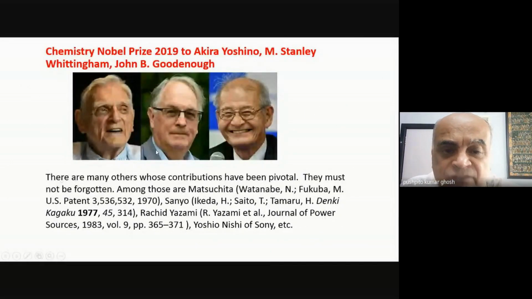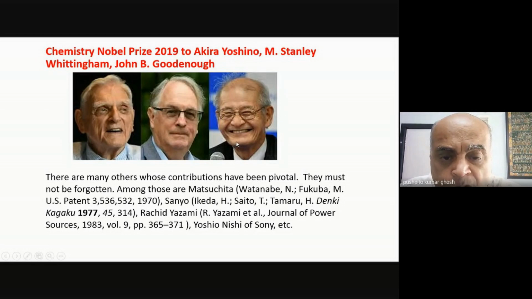Then came these three people who got the Nobel Prize in 2019, and this person is the oldest person to ever get the Nobel Prize. He must be about 99 now. This person, Stanley Whittingham, I will consider as the brain behind the lithium-ion battery. He and his supervisors, his guide, did some remarkable work. I would really put him at the heart of it. And these were the people who did some great work to improve the performance of the battery.